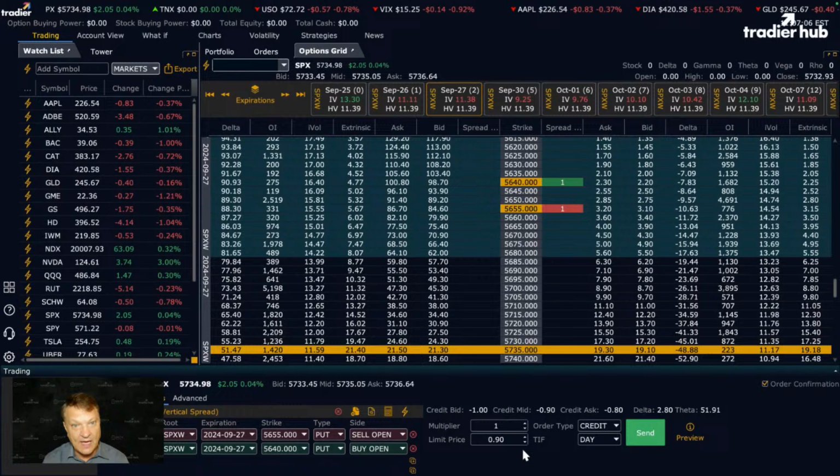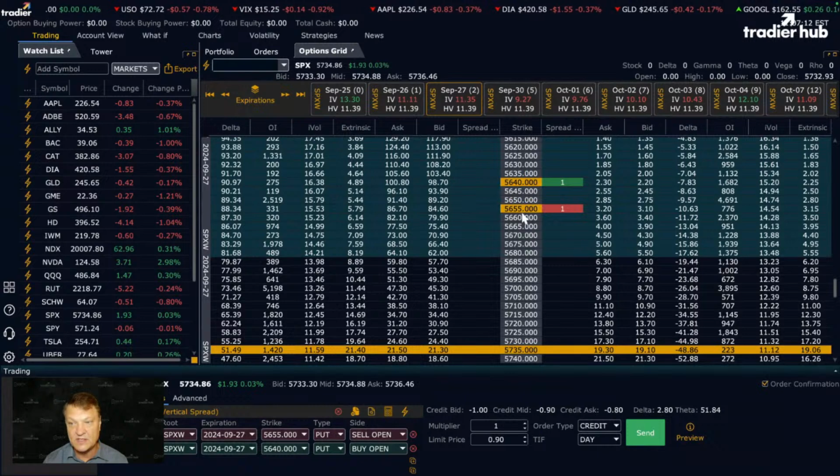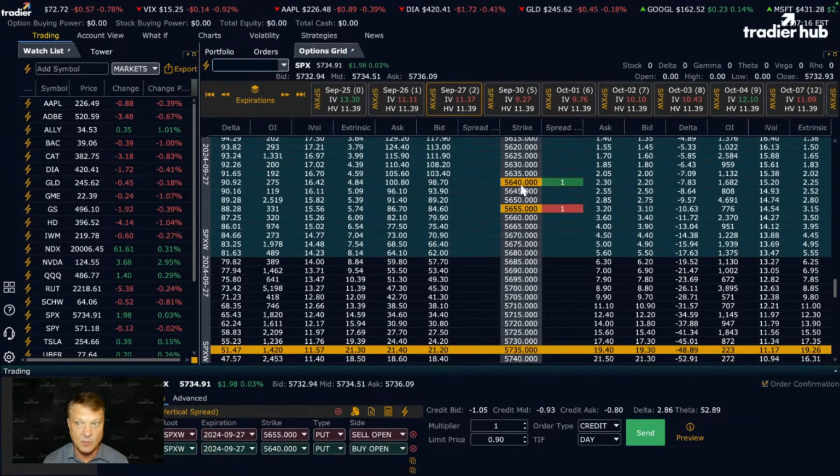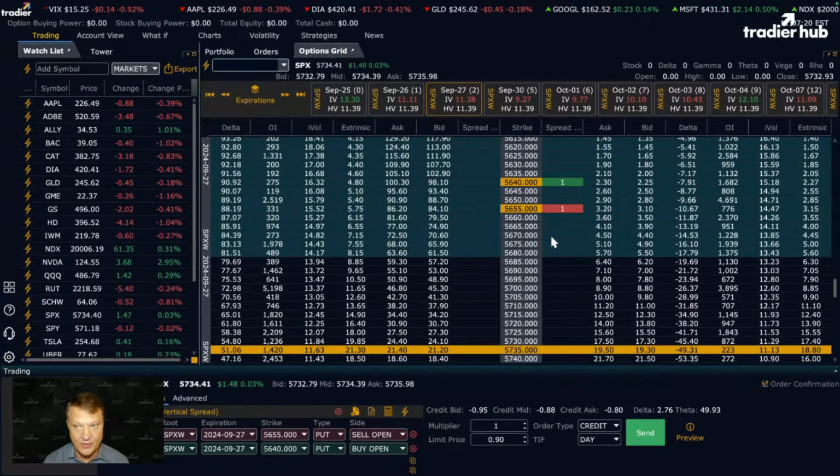Right now going on, we have a margin requirement of $1,500. That's what we could lose if the market tanked and went below 56.55 and got all the way down to the 56.40 area. The maximum that we could lose on the trade is $15 minus that $1.35.